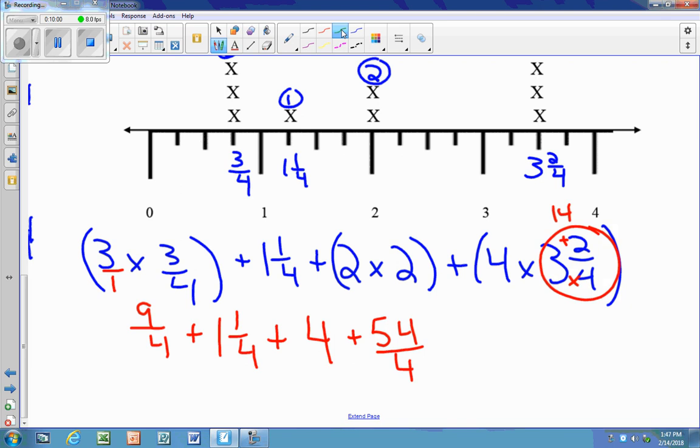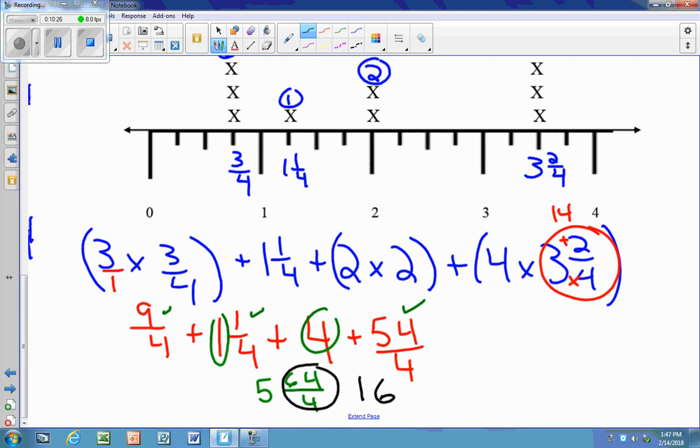So now we're going to keep working with this. And we're going to add our 9 and our 1 and our 54, and we have 64 fourths. And our whole numbers now, we had a 1 and we had a 4, which was 5. We can't leave it as 5 and 64 fourths. So we have to change 64 fourths into a number. So 4 goes in there 16 times, and it goes in 16 times evenly. So now we just have to add our 5 and our 16, and we end up with 21 quarts.